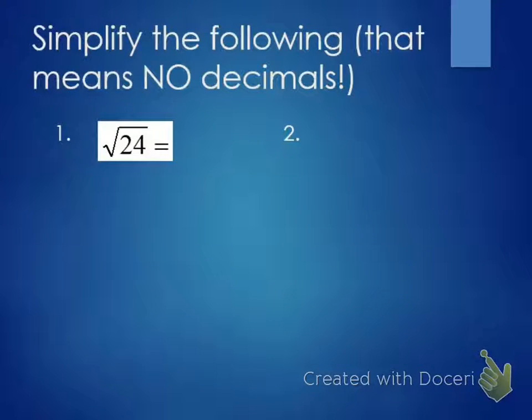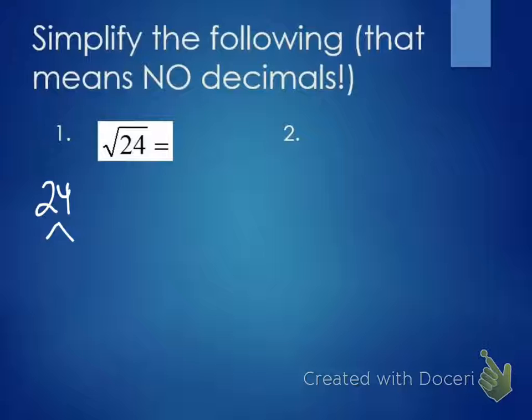All right, so this says simplify the following. That means no decimals. Okay, so I said a calculator would be helpful, not because I want you to just type it into your calculator. If you type this into your calculator, square root 24, enter, it's going to give you a decimal. But a calculator can help you if you're not great with your multiplication facts or when the numbers get bigger. So 24, I think most of you probably could help me break down. What can 24 break into?